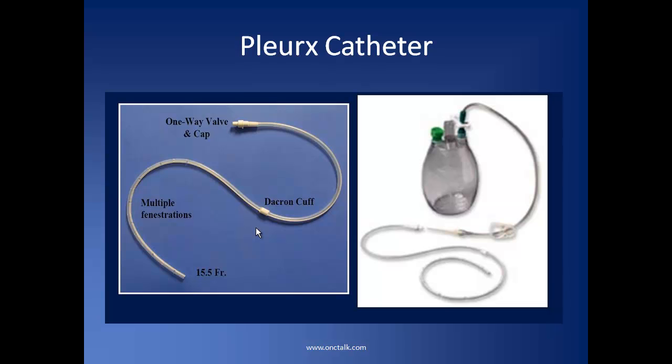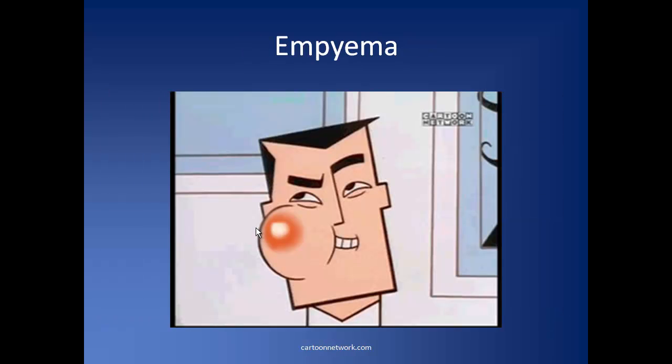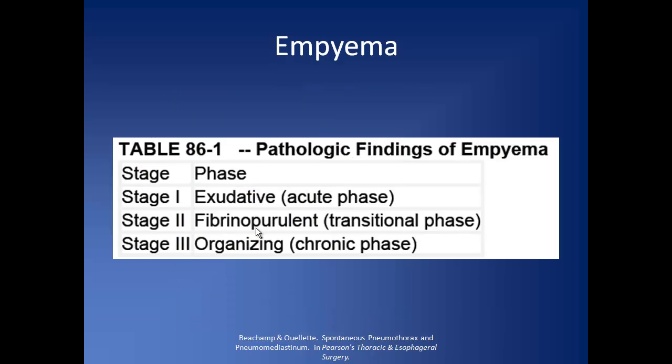So whenever I see a patient with a malignant effusion, we talk about talc pleurodesis, which is my first bias. However, if they don't want that, or if their lung's trapped, then we'll put a Pleurx catheter in, but they have to understand that there is the risk of developing an infection from that. An empyema is basically a zit of the chest, okay? And pathologic findings. So there are 3 phases: the exudative, or the acute phase, the fibrinopurulent phase, or transitional phase, and stage 3, which is the organizing or chronic phase.